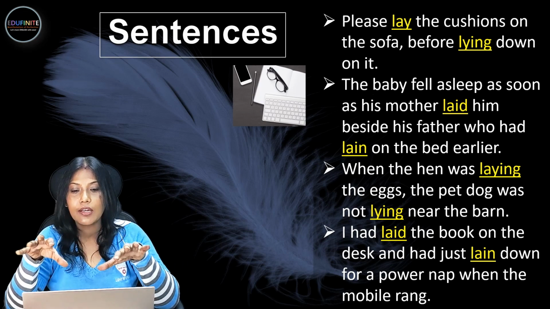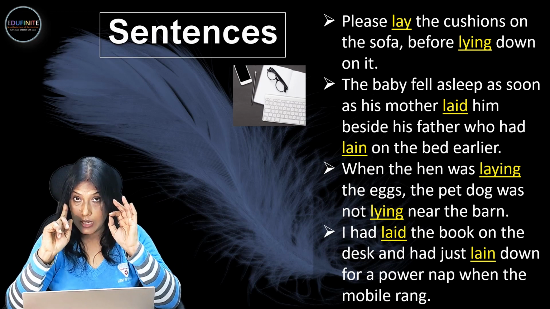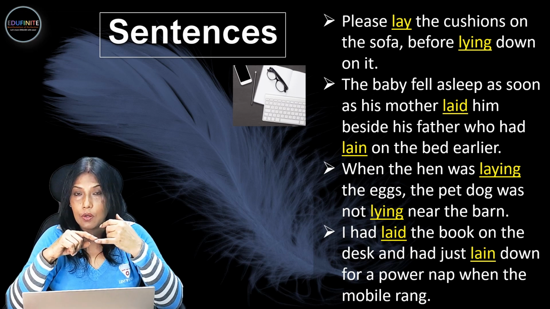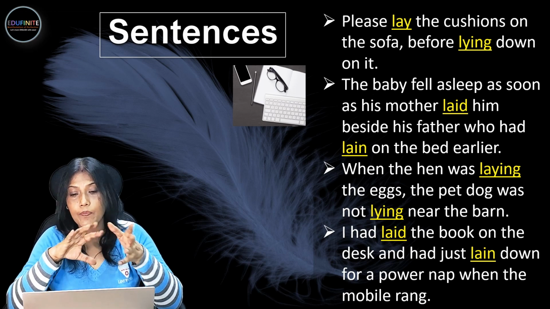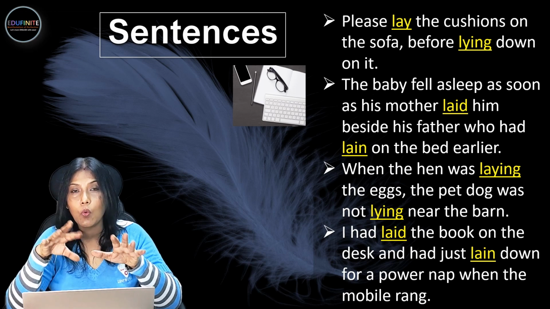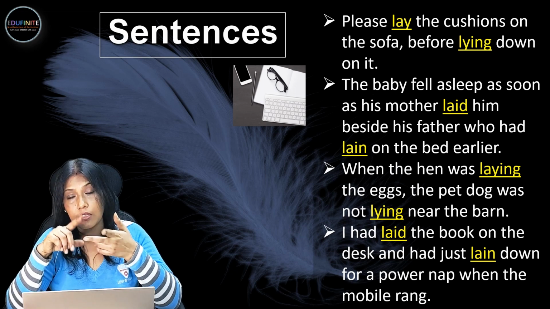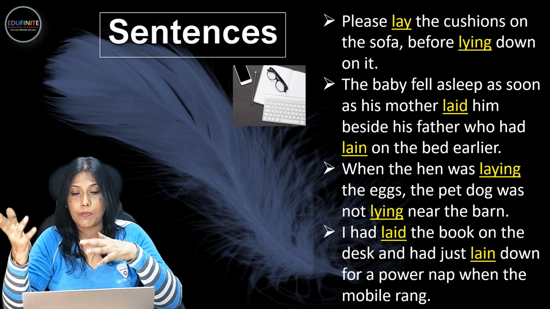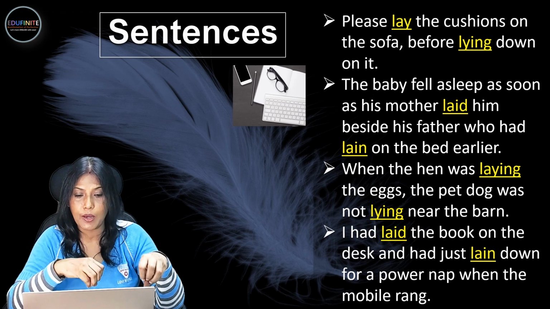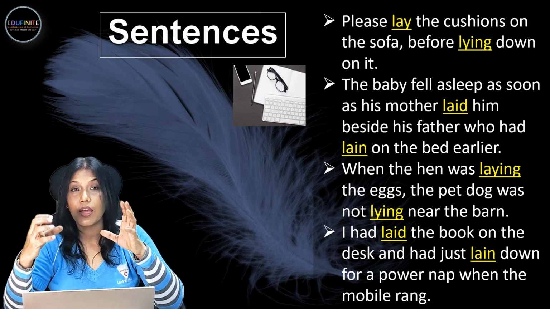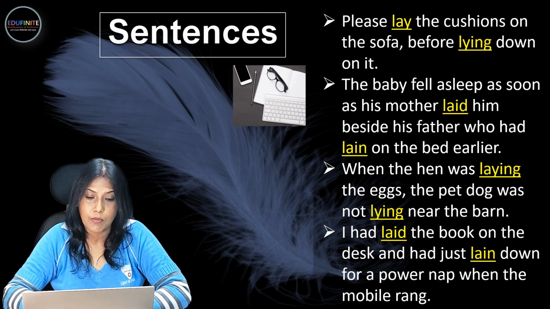So I had to get up and answer the phone call. Okay, so here you can see I have used yellow color for the verbs lay or lie, and you can see how we have used them. Sometimes it's in the present tense, sometimes it's present participle, sometimes it's the past participle. So this is how we have used them. Now let's look into some more sentences.